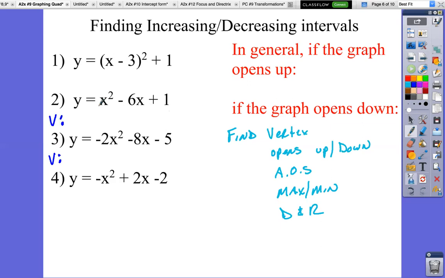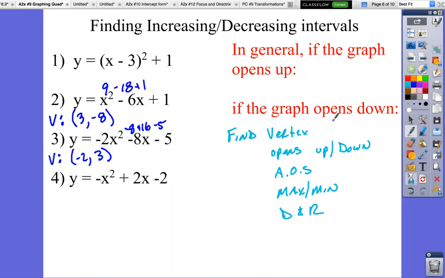All right. Opposite of B over 2A. The opposite of -6 is +6 over 2A gives me 3. Plug it back in. I get 9 minus 18 plus 1, which is -8. Opposite of B is 8 over -4. Plug it back in. -8 plus 16 minus 5. There you go. Any questions about that?